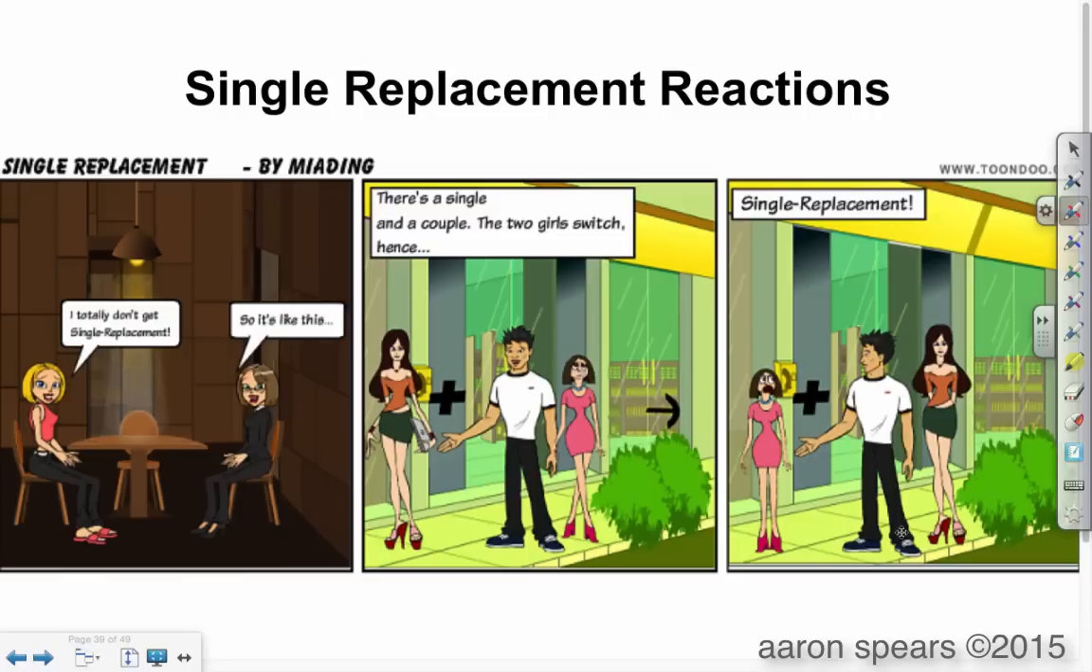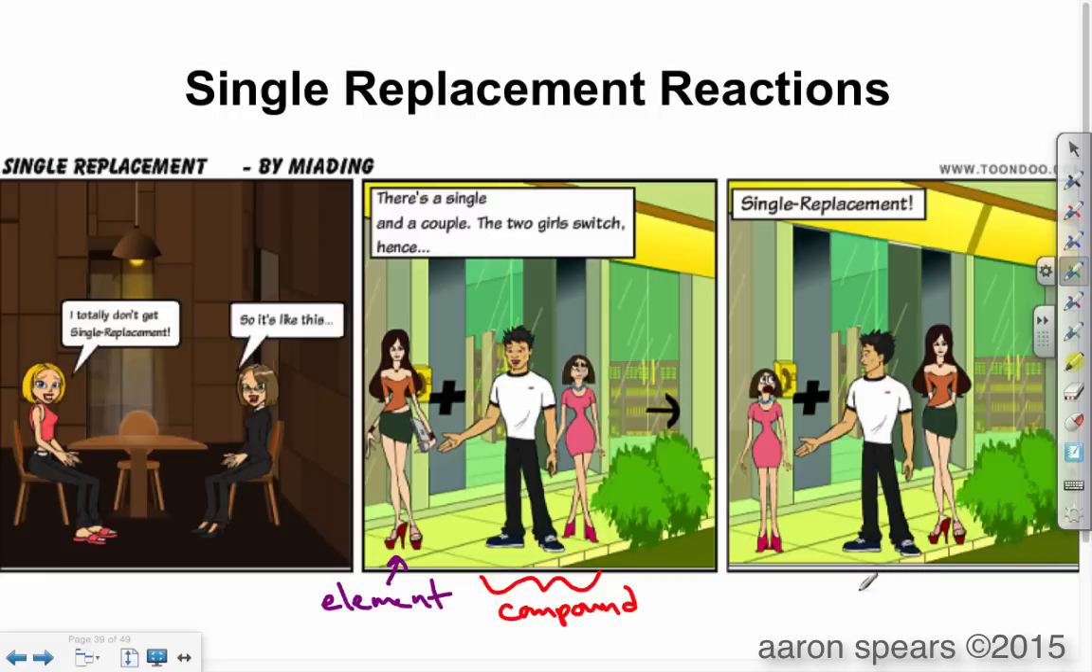Single replacement reactions are the chemical equivalent to a very socially awkward situation. In this cartoon, we see that this very happy couple has their relationship interrupted by a beautiful stranger. As you can see here, the girl in the pink dress is replaced by the attractive stranger. The now ex-girlfriend finds herself alone on the sidewalk, while our proverbial player has a new girl at his side. In this illustration, the couples represent a compound. The attractive woman represents an element who attempts to replace another element within the compound.